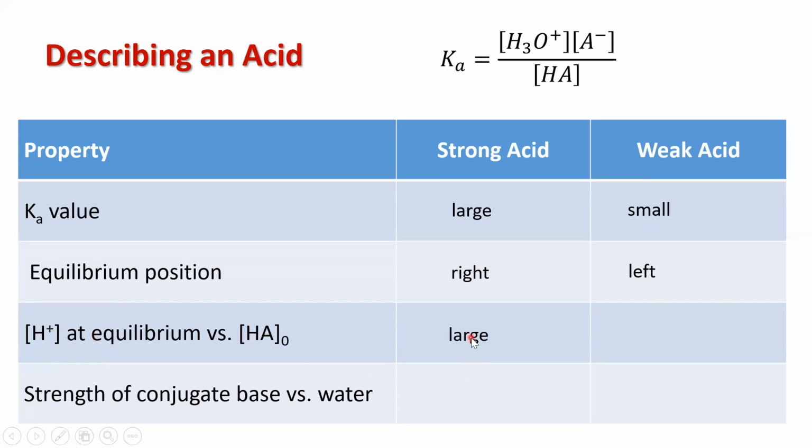If we wanted to look at the ratio of the hydronium ion, hydrogen ion, to the acid initially, for strong acids that ratio is large because we essentially don't have any of the acid left. It's all become hydrogen ion. But if we look at a weak acid, at equilibrium, most of it will be in the acidic form and there'll be very little hydrogen ion. Now, when we talk about the strength of the conjugate base, the stronger the acid, the weaker the conjugate base. And for the reverse, the weaker the acid, the stronger the conjugate base.